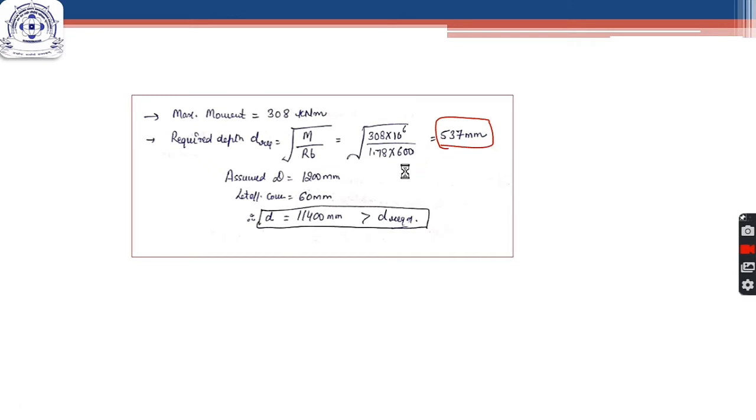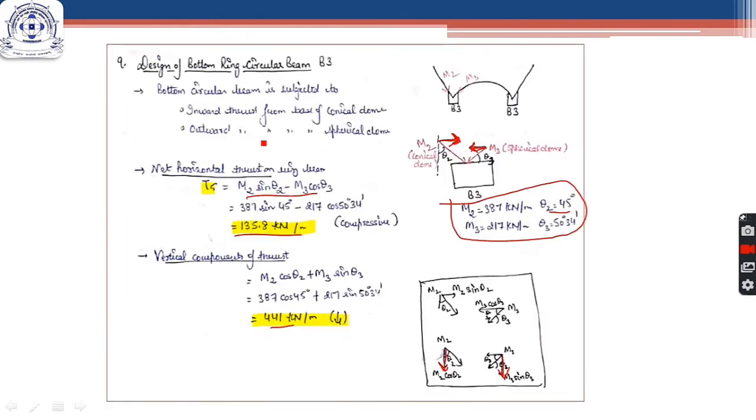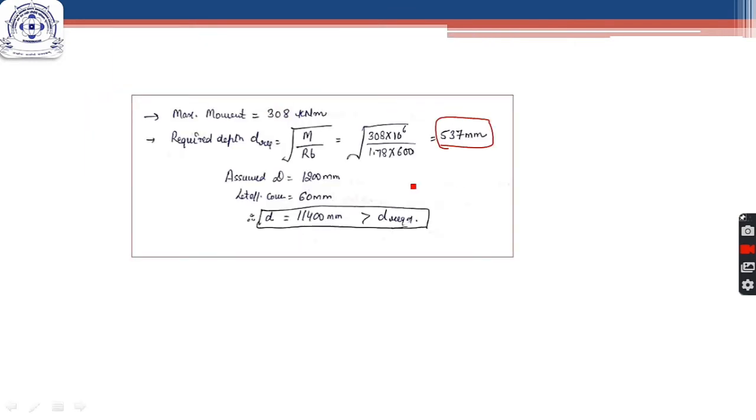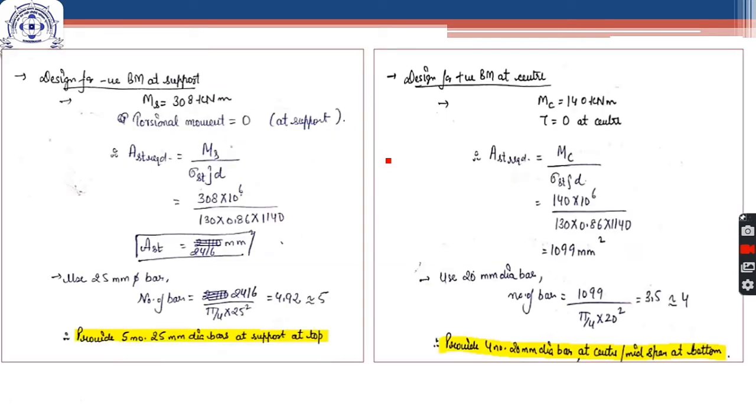Now if you remember, somewhere in this step we assumed the size of the beam 0.6 meter by 1.2 meter. So what is this 1.2? 1.2 is the depth of your beam. So we have already assumed the depth of beam. Now we are checking whether this required depth is fulfilling that condition or not. So we have assumed D as 1200 mm, let the effective cover be 60 mm, so the effective depth we are getting as 1140, which is greater than the required depth, hence we can go with this assumption.